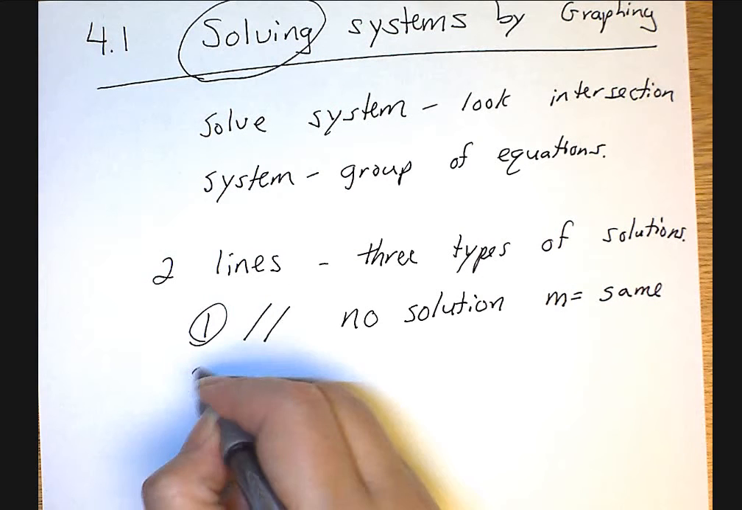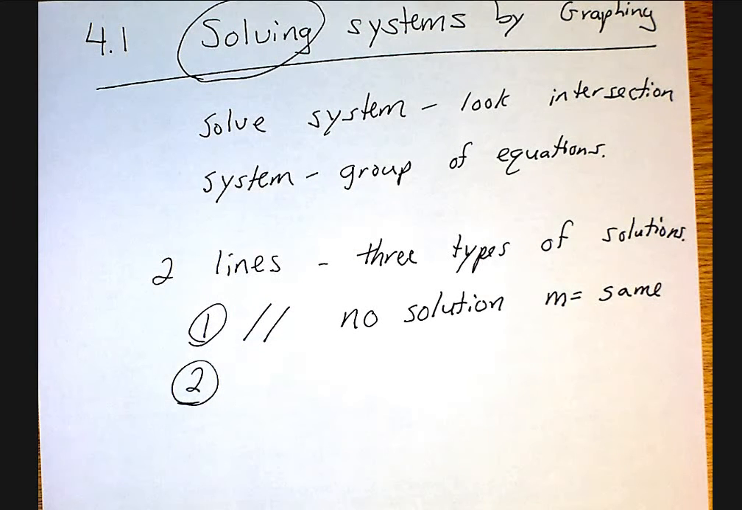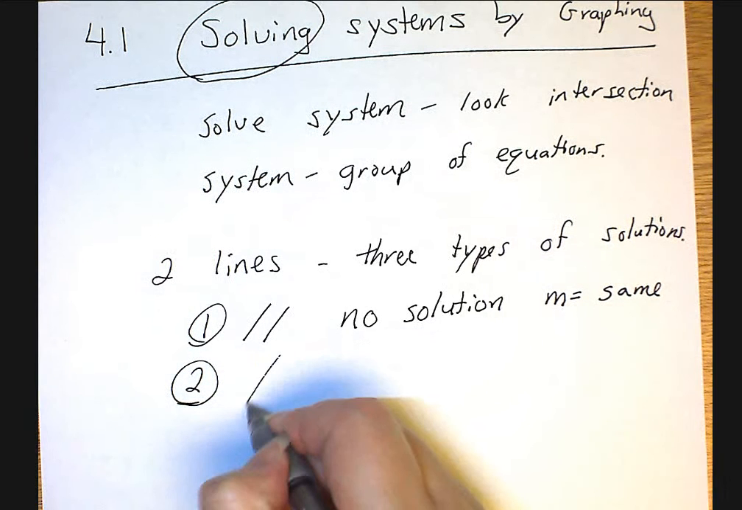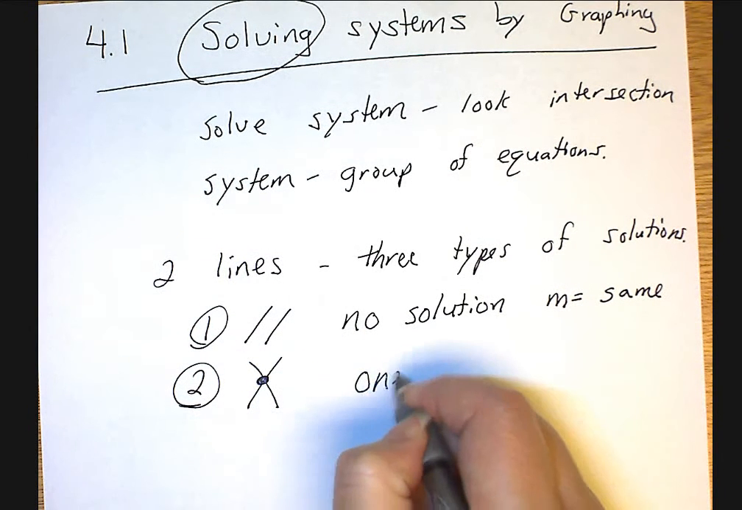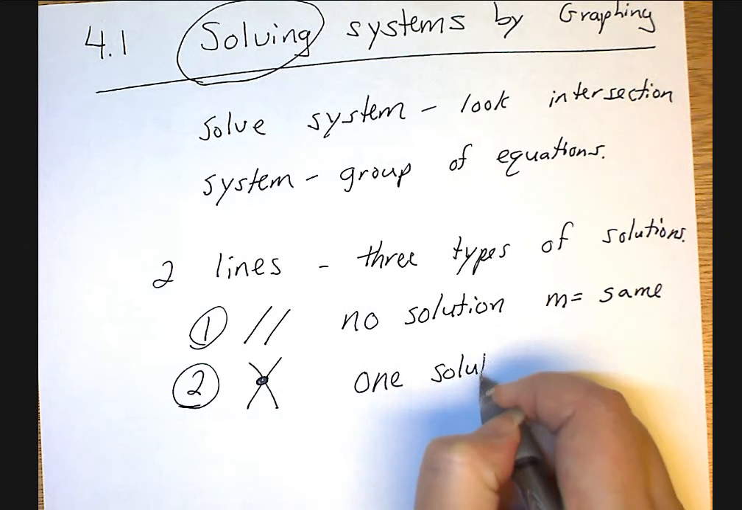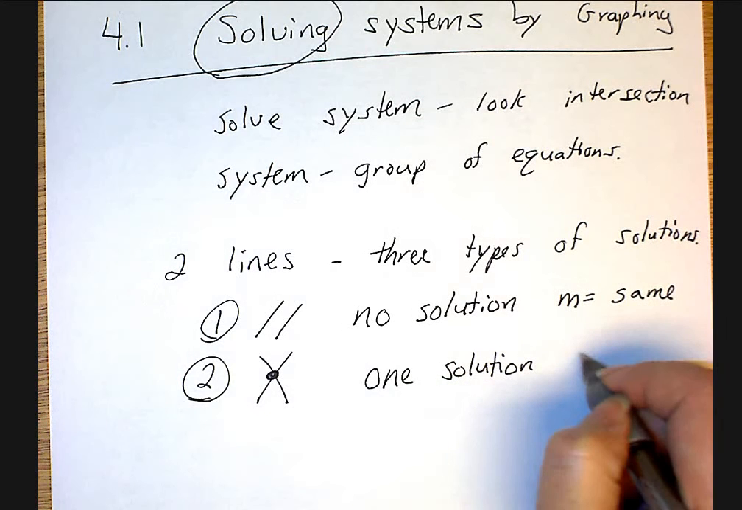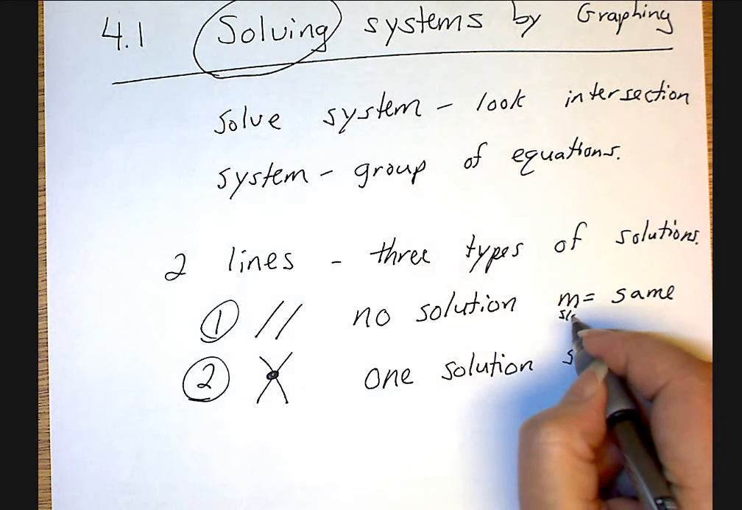All right, there's two more types of them. Hannah, what's another type of solutions we can have? If we have two lines, they could be parallel. What's another thing they could do? They could cross, that's right. So they could cross at some point, and so that means we have one solution. And that means our slopes are different.